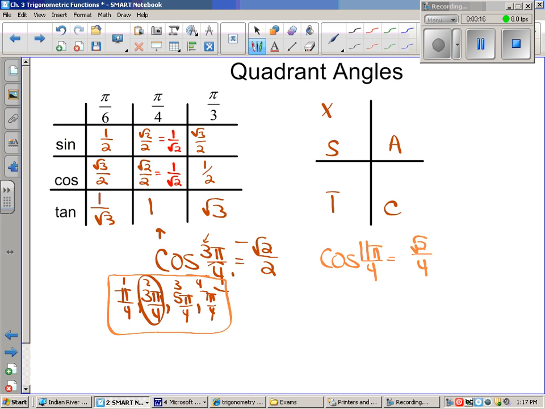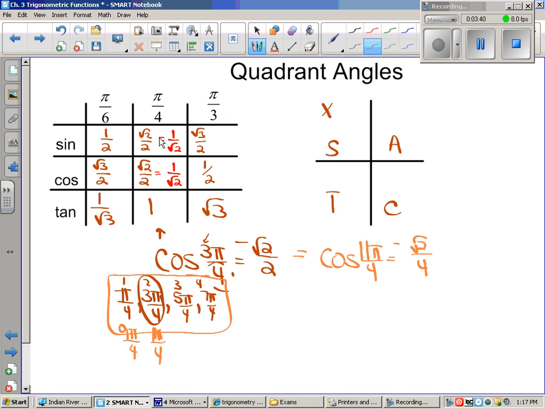So let me do that. 8 over 4 is 2 pi. That simplifies. That's not what we want. 9 pi over 4 does not simplify, and so that brings us back to the first quadrant angle. 10 over 4 does simplify, but 11 does not. So 11 pi over 4 is actually the same question as cosine of 3 pi over 4 because it also is in the second quadrant. And so it too is negative root 2 over 2.